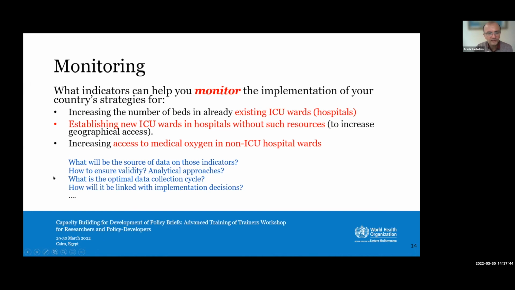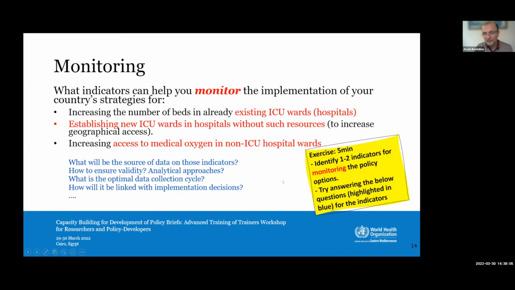What would be your indicator? And then based on that, what would be the source of data? How do you ensure the data collected is useful and valid? What would be the timeline for collection, meaning how often you collect this data, and how do you use it for your decision-making processes? I had mentioned 5 minutes for this task. I don't know, 5 minutes maybe could be too long, so maybe 4 minutes. So you have 3 to 4 minutes. Think of the question and then put your response in the chat box.